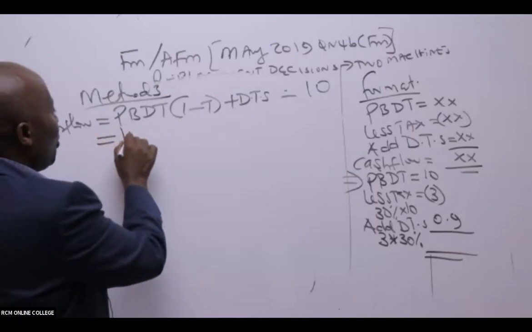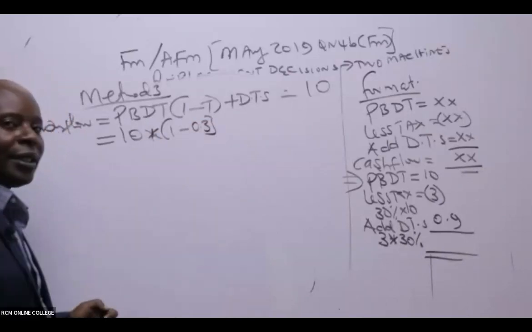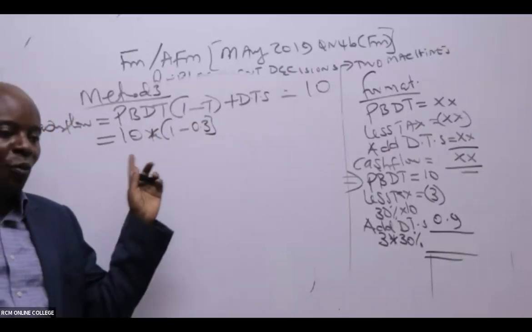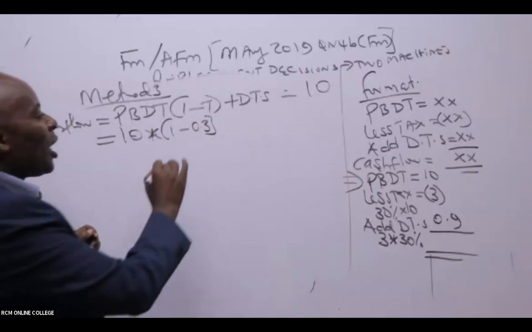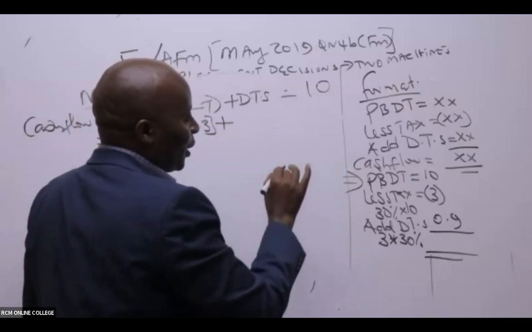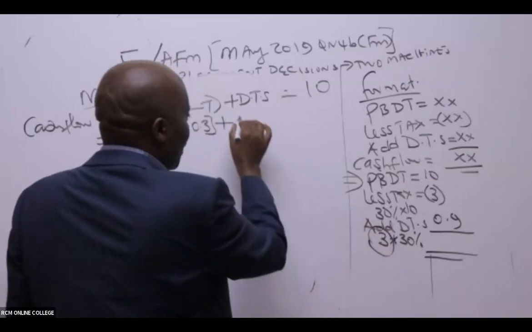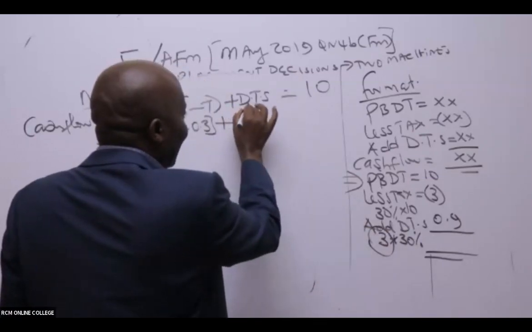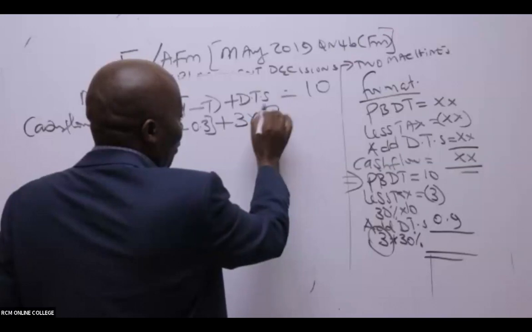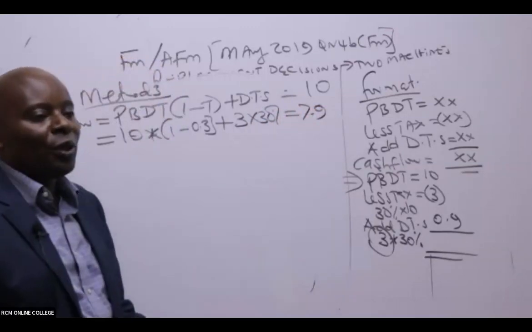Oh, yes, we do. It is 10 times 1 minus rate of tax, which is 30%, the same as 0.3. And then we shall add a depreciation tax shield. So we shall take depreciation. We know what depreciation is. Depreciation is this 3. But because it's a tax shield, we multiply this with 0.3 or 30%. Will this end up giving us 7.9, my good students?